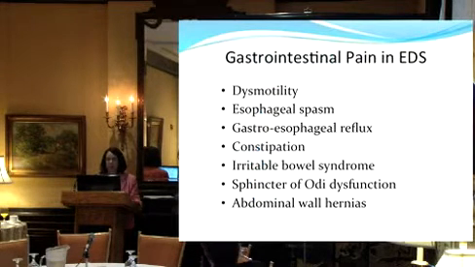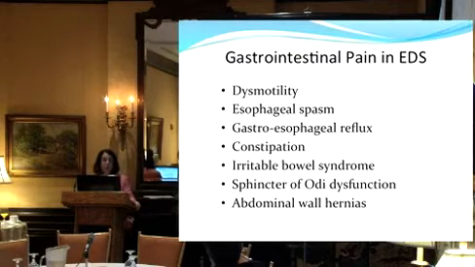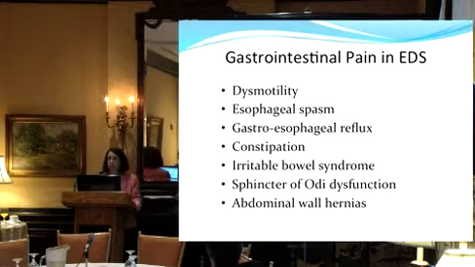So the gastrointestinal pain in EDS is a consequence of the dysmotility, esophageal spasm, and the GE reflux. The constipation can be quite painful, and the irritable bowel syndrome. There's also a phenomenon of sphincter of Oddi dysfunction, which can be difficult to diagnose and very difficult to treat. And Dr. Posinki recently brought to my attention abdominal wall hernias, which may be very subtle and difficult to pick up by conventional diagnostic means.